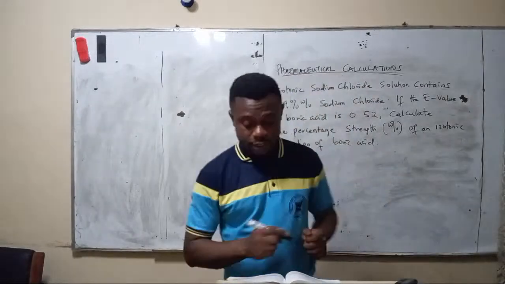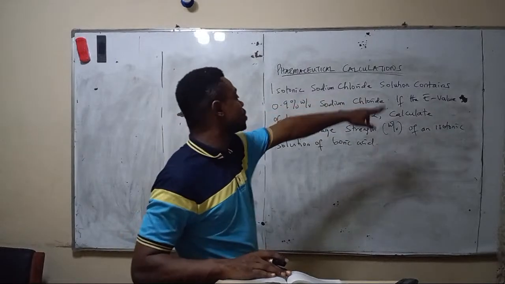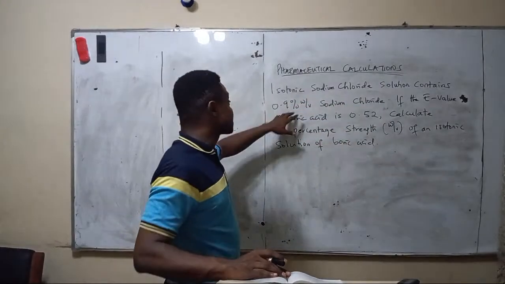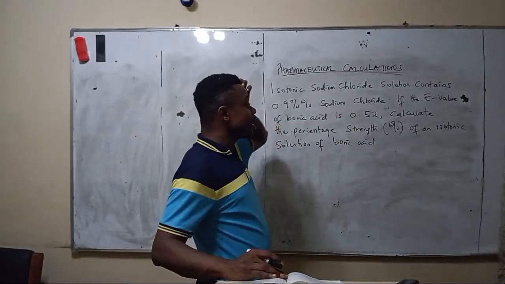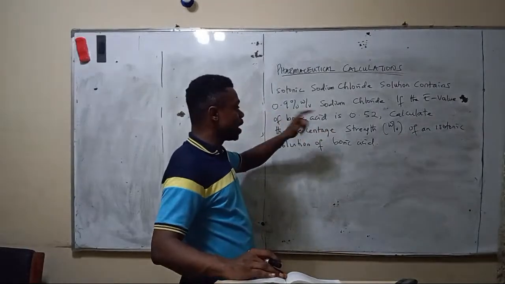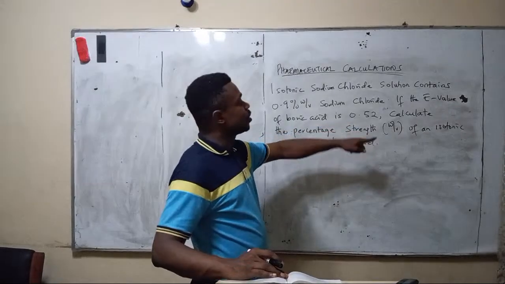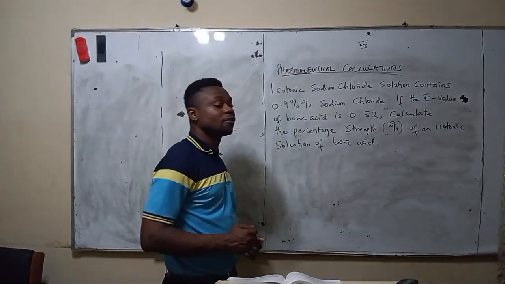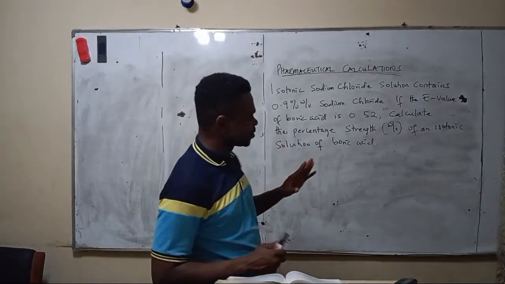Okay, so the question says, isotonic sodium chloride solution contains 0.9% weight in volume sodium chloride. Full stop. If the E value of boric acid is 0.52, calculate the percentage strength, weight in volume, of an isotonic solution of boric acid. Okay, look at this question.